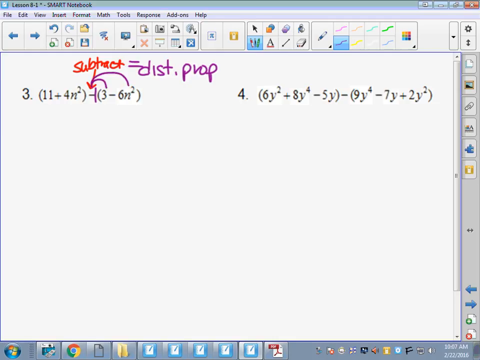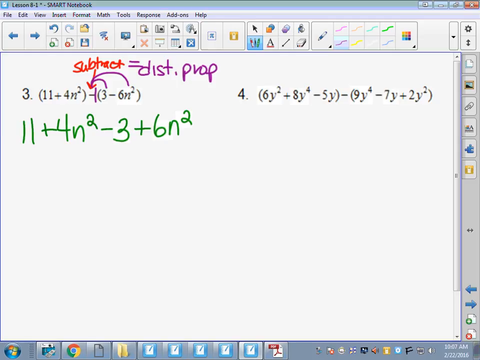First parenthesis does not change at all, so I'm just going to rewrite 11 plus 4n to the 2nd. When I distribute negative 1 times 3, and negative 1 times a negative 6n squared, don't miss that sign, that becomes a plus 6n to the squared.